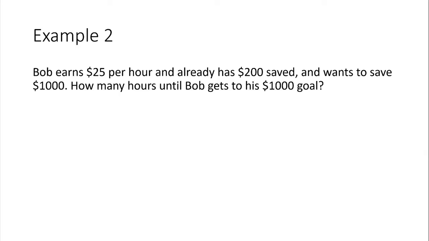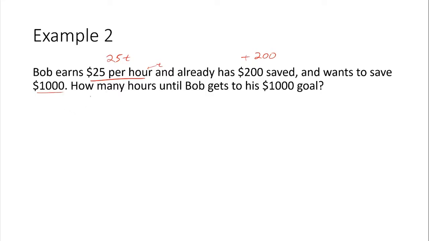So example two: Bob earns $25 per hour. I'm thinking rate. Whenever you see per hour, I'm thinking $25 per hour, which is really time, so I'll use T to represent time. And he already has 200 bucks. And his goal is he wants to save $1,000. So that's what he's setting his equation to.